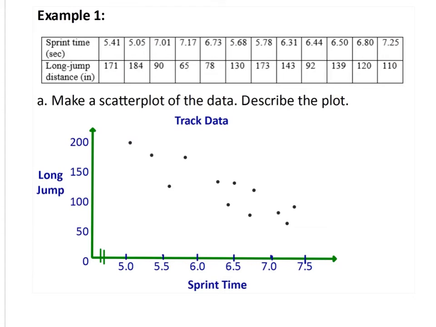So if I had to describe it, the form I would say is linear. Outliers, there are no apparent outliers. There's nothing glaring, so I can just say no apparent outliers.